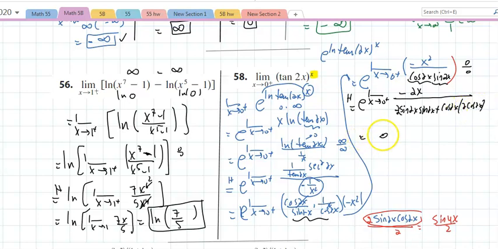And now, if you let x equal 0, you will get 0 over 0 plus 2, which equals e to the 0, which is a 1. There.